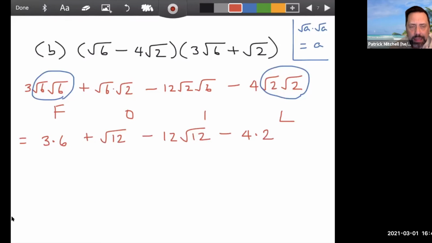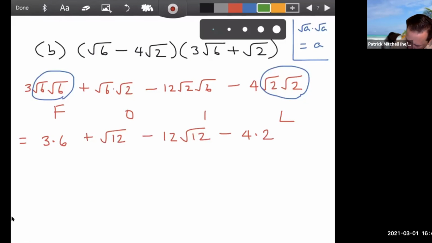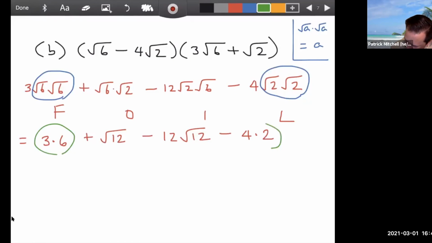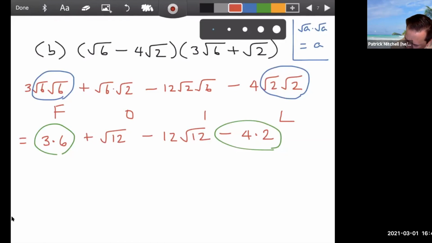All right, we're getting there. I kind of feel like now writing this and this next to each other. And you know what? Let's just go ahead and say 3 times 6 is 18. 4 times 2 is 8. 18 minus 8 is 10.